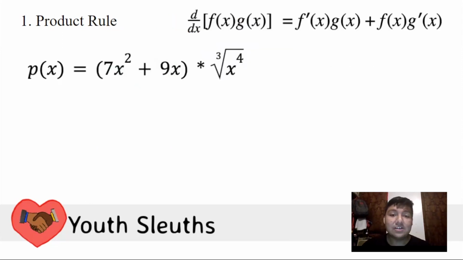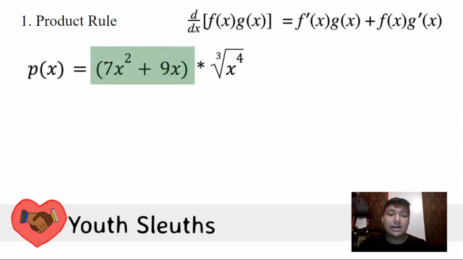Now in this slide, we have another function. Now the first thing that we should notice is that we have two functions being multiplied by each other. We have 7x squared plus 9x being multiplied by the cube root of x to the fourth. Now if we look at the top of our rule, we have our g of x and we have our f of x. Now, the first step that we need to do in order to facilitate the process is to convert the root into a fractional exponent.